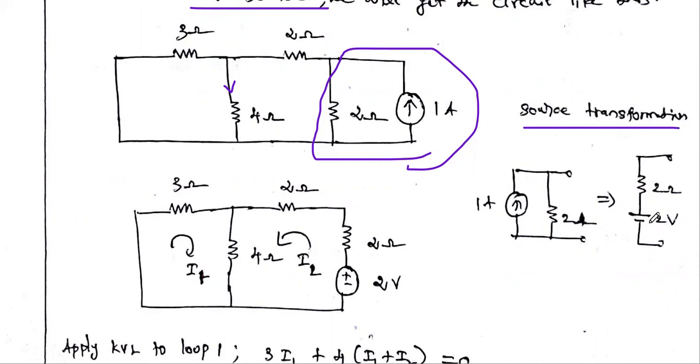Okay, so that's why. So what is the value of this voltage source? 1 into 2, 2 volt in series with the resistance. Okay, so you just replace this branch by 2 volt in series with resistance, and the remaining resistance you just connect as it is.